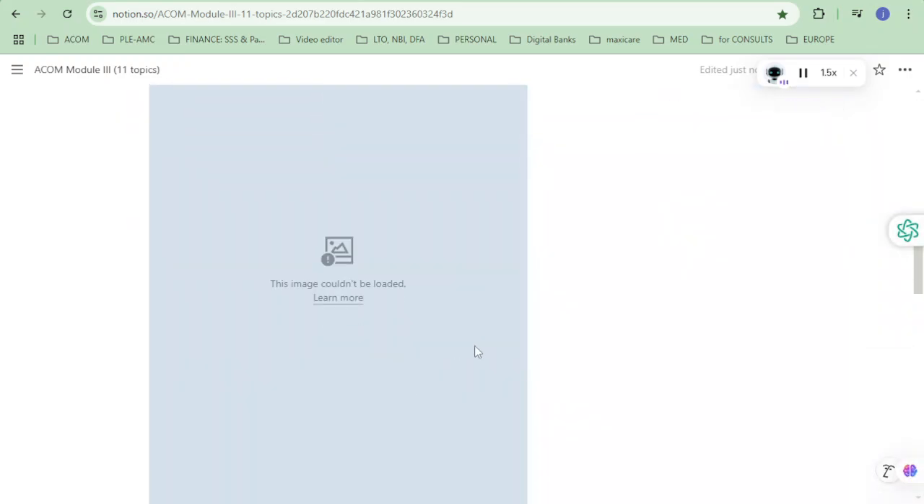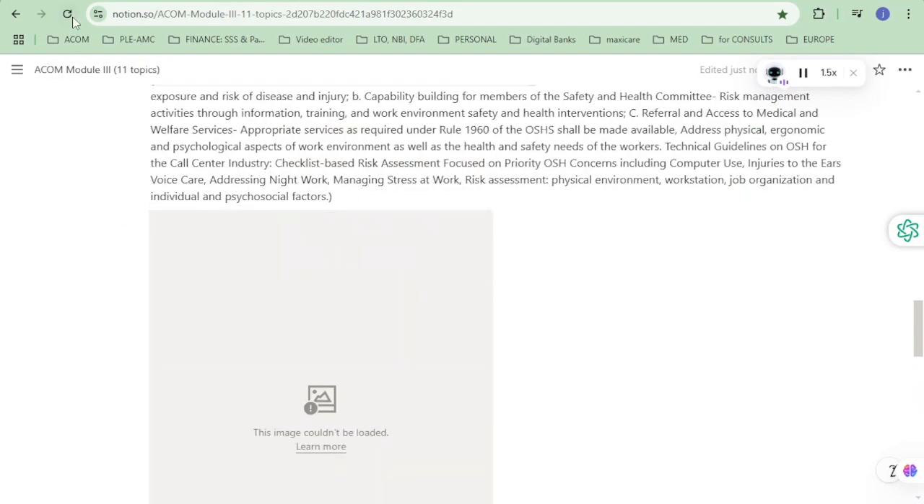ASCII. Alt. Components of the Occupational Safety and Health Program, A.